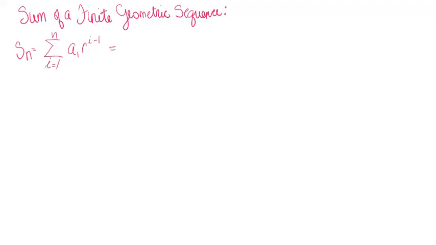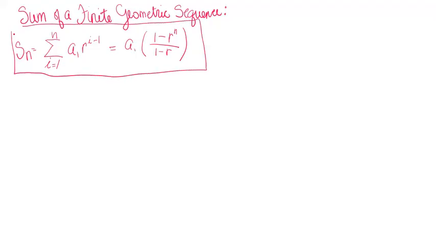That can be rewritten as a sub 1 times 1 minus r, the common ratio, raised to the n, divided by 1 minus r. So again, you need to know the first term, but once you know that or figure it out, then you can use this formula to find the sum of all the terms in a finite series. So this is a formula that you need to add to your list of formulas for this chapter.